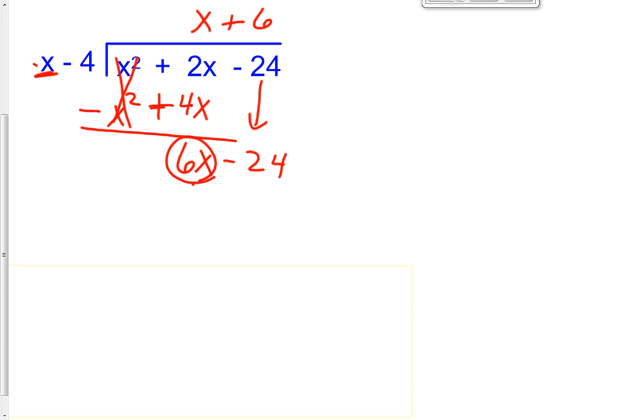So a positive 6 goes up here. Once you get this term, you multiply it down. So 6 times x is 6x. 6 times a negative 4 is a negative 24.